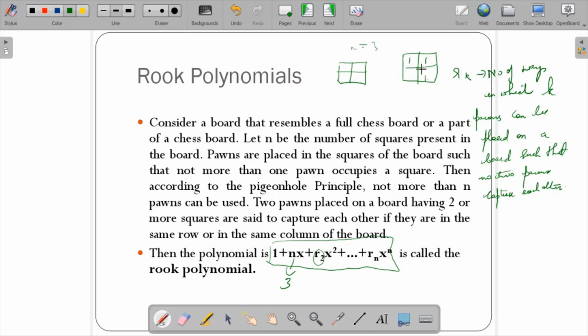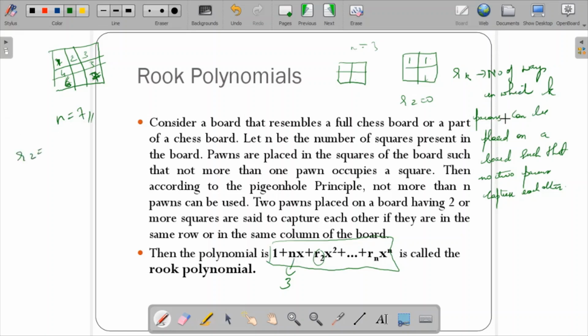N is nothing but single items you are going to count: 1, 2, 3, like this. R2 is a pair of two items. For example, if I draw something like this, 1, 2, this is a square, and let me assume the squares are numbered 1 through 7 so that there is no confusion. How many is the n value? 1, 2, 3, 4, 5, 6, 7, so n value is 7. Those are the single items.